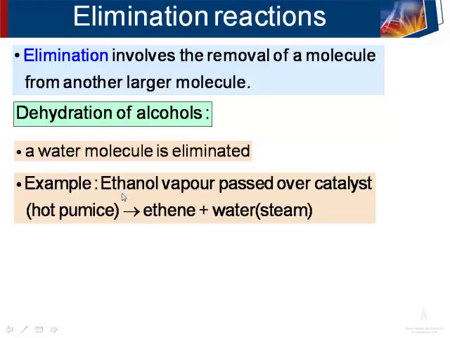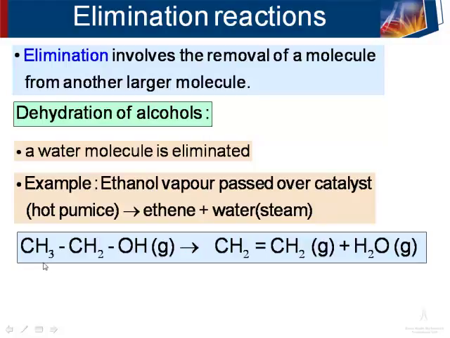An example here is ethanol vapor will be passed over a catalyst, which is hot pumice, and we would get ethene being formed and water. Here you can see the water or the steam is removed from the alcohol, and this then forms a double bond, an alkene. Let's have a look at that in an equation form.